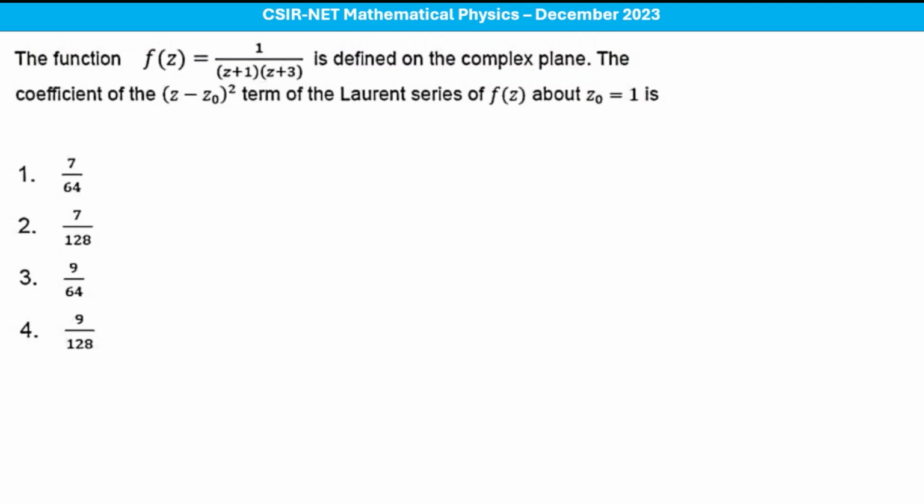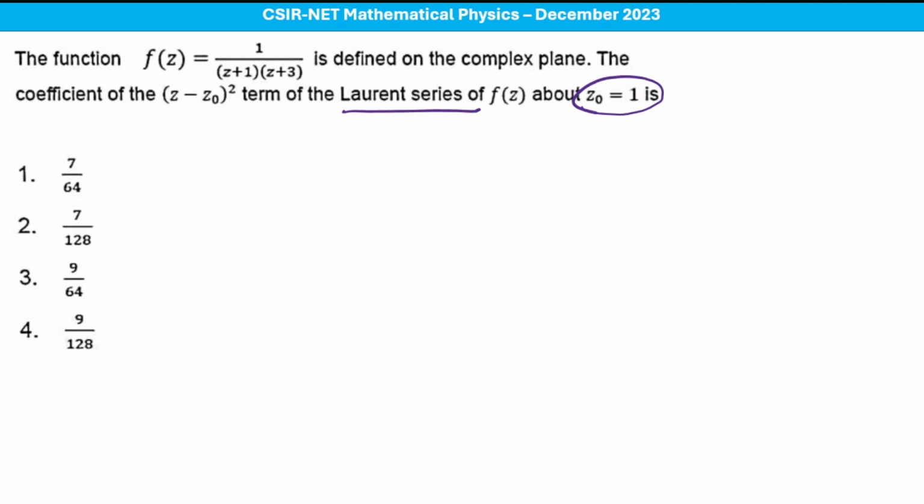The function f of z is equals to 1 upon z plus 1 into z plus 3 is defined on the complex plane. The coefficient of z minus z0 whole squared term of the Laurent series of f of z about z0 is equals to 1 is? See, in Laurent series questions, generally the region in which we have to find the series is defined. But in this question, the region is not defined.